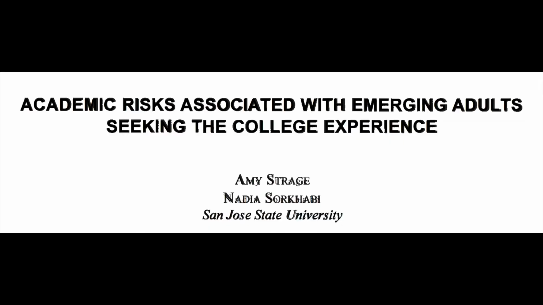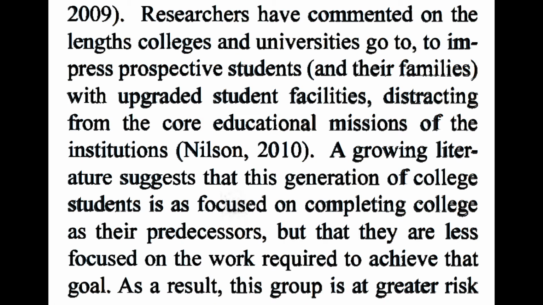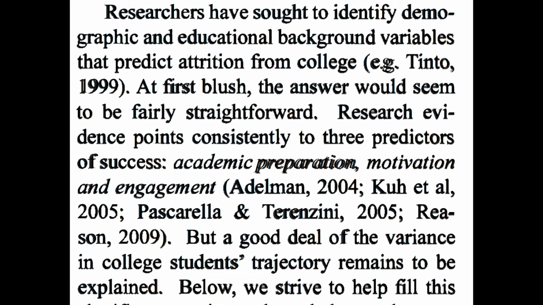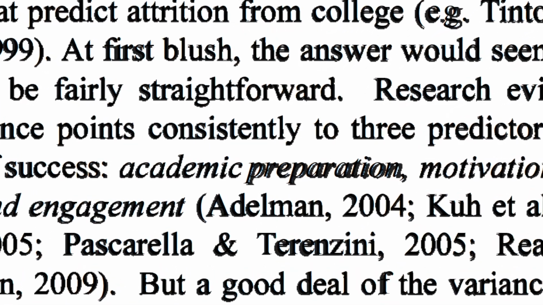As an example, let's look at how Strage and Sorkabi introduced their research in the Academic Risks Associated with Emerging Adults Seeking the College Experience article. First, they explain the sad news that roughly half of the students who go to college will not graduate. They explain what other researchers have found that supports this claim. Then, in the next paragraph, they explain that researchers have tried to identify what causes this to occur based on demographics or educational backgrounds. Again, they support what they say with research from other researchers.